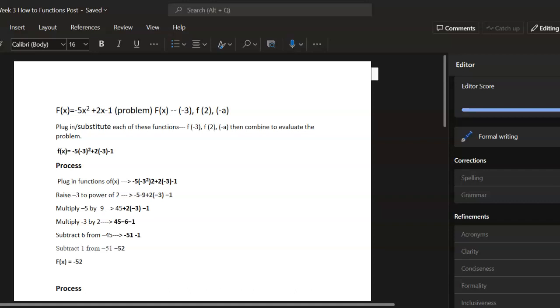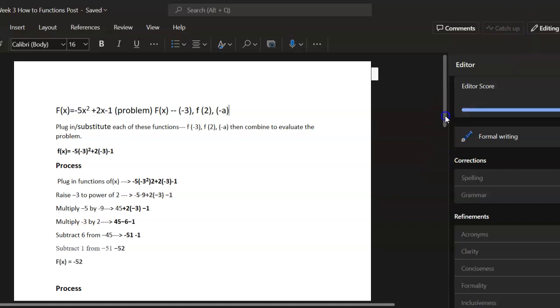I don't know why it's negative there. Okay, ignore that negative. 6 from 45, and we get negative 51 minus 2. And finally, we subtract 1 from negative 51, and we get negative 52. So this is the first function. Okay, let's go down to the next one.